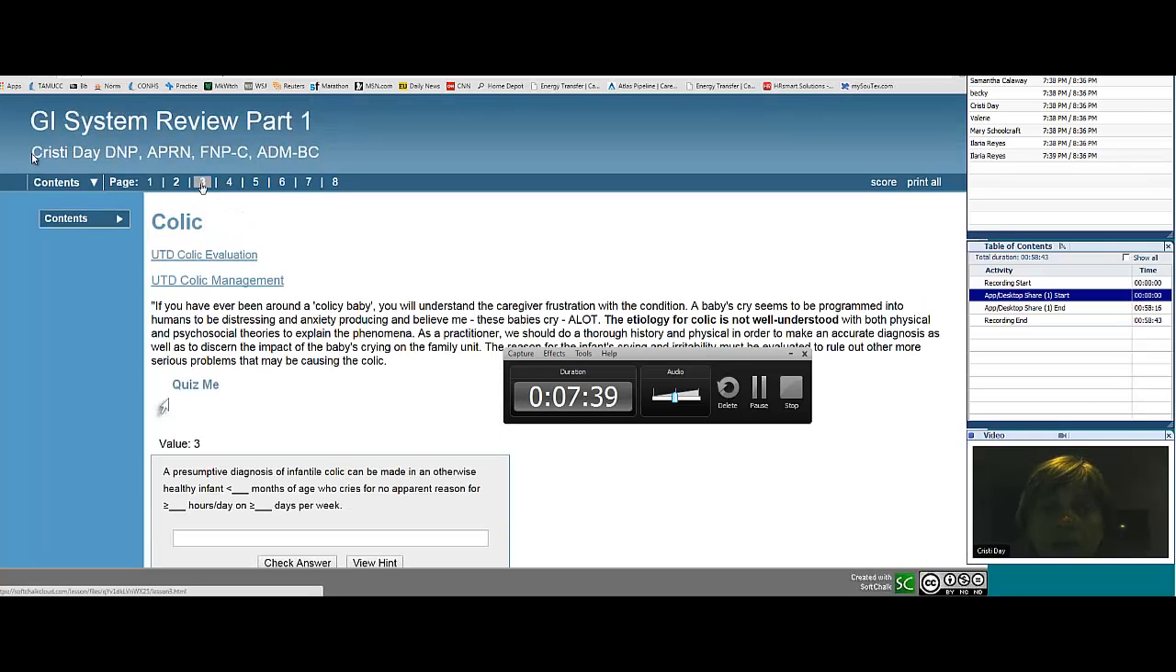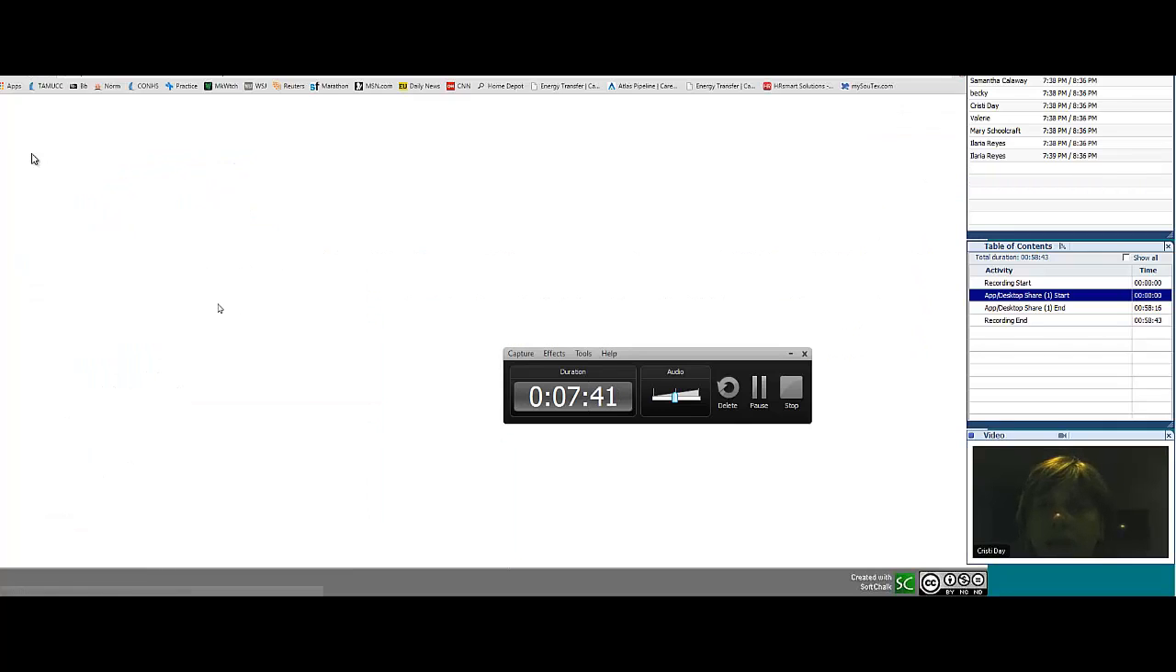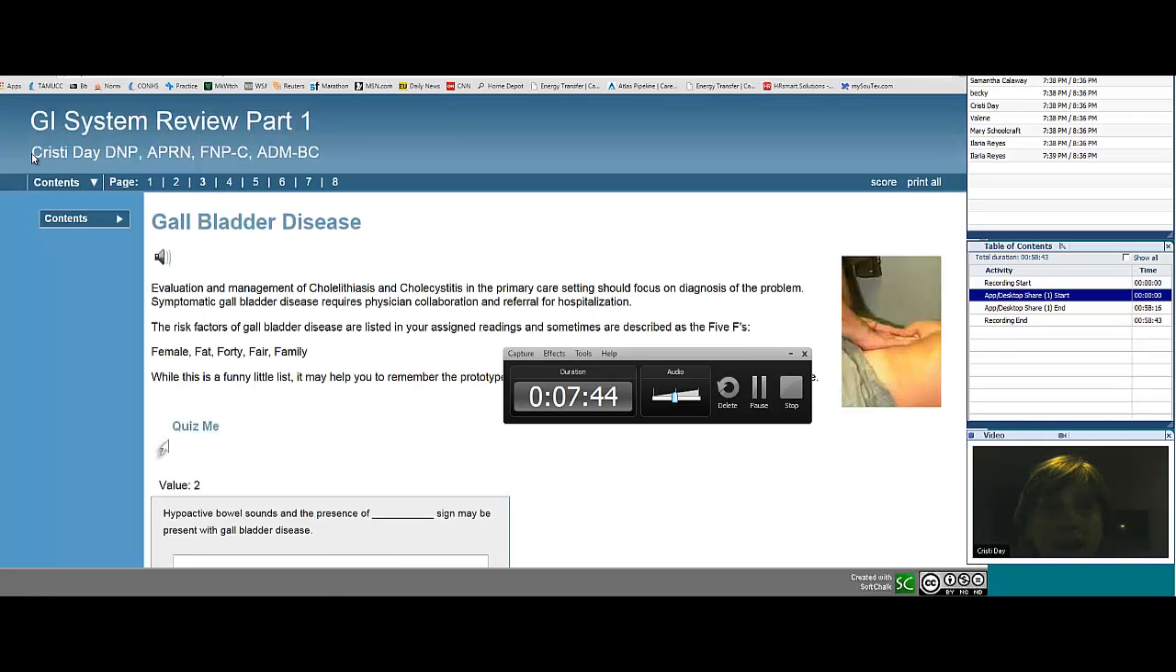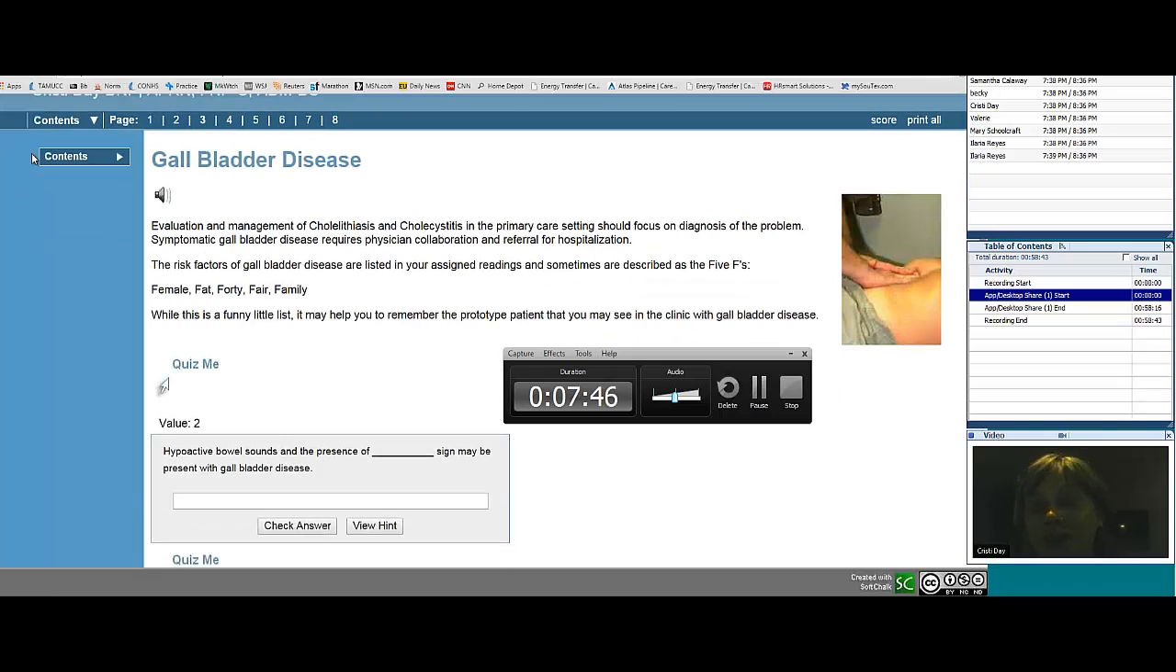I don't know if any of y'all have had a colicky baby, but I have, and I can see how people could get upset. It's very hard because you don't know what's wrong.